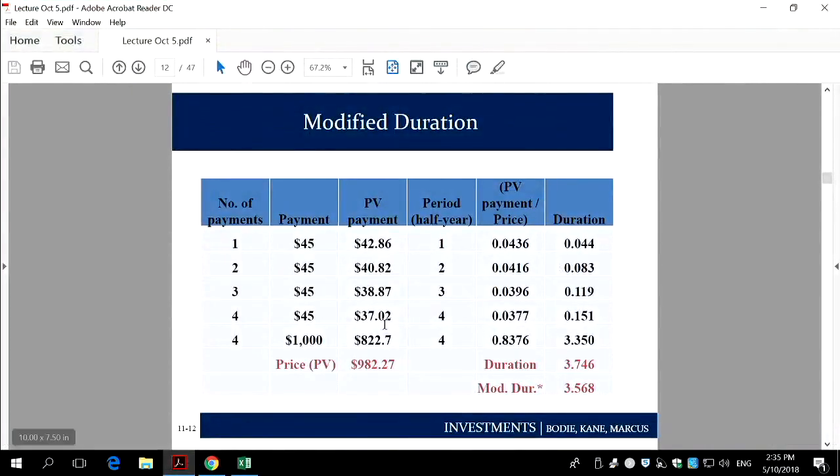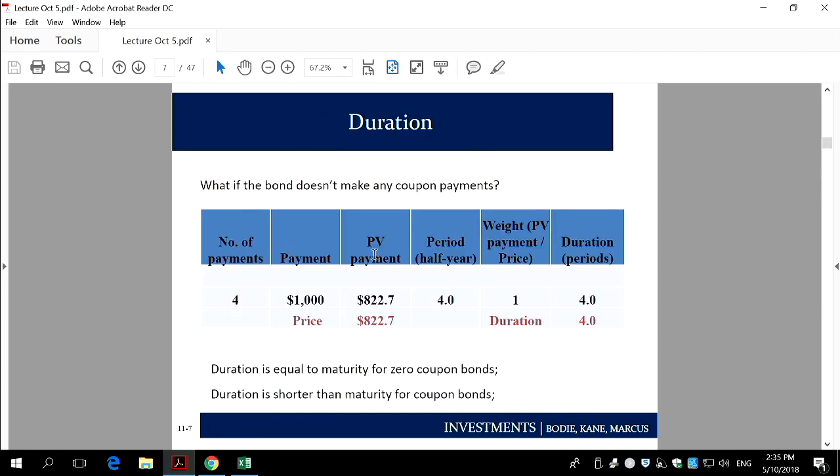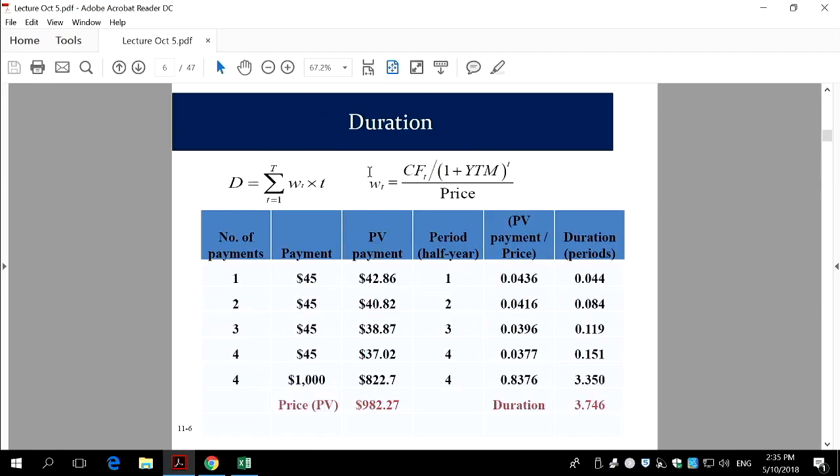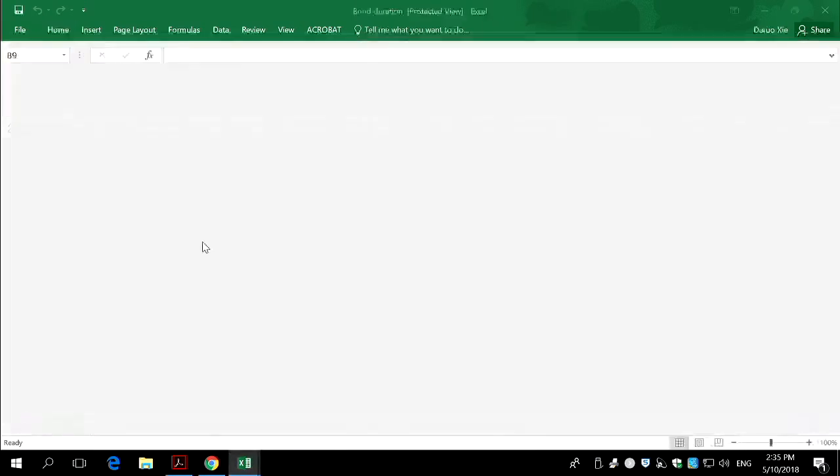So in our slides, I just showed you step by step how we calculate duration. But in practice, you don't have to do this. I just showed you how these calculation steps match the mathematical definition. But in practice, there is a much easier way to calculate duration.